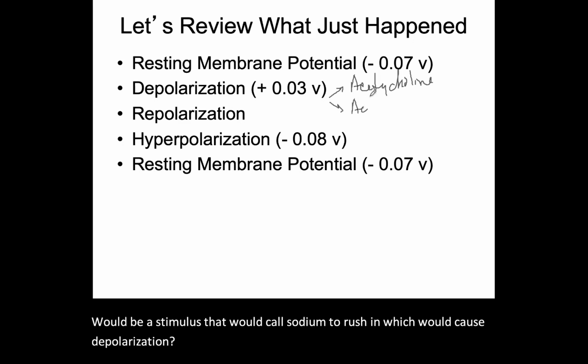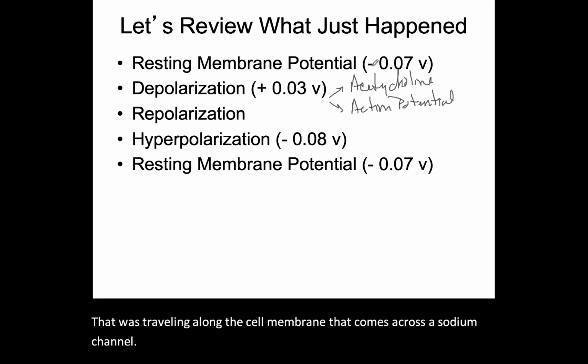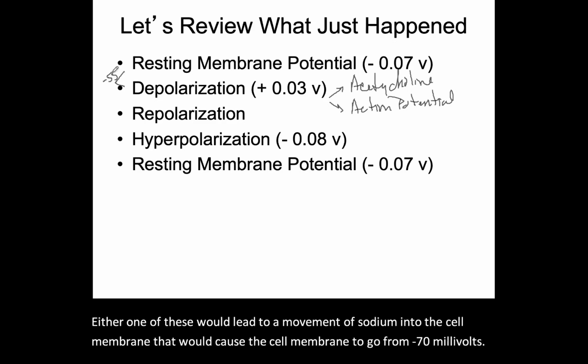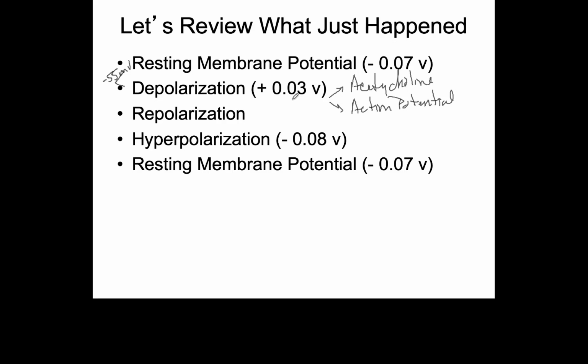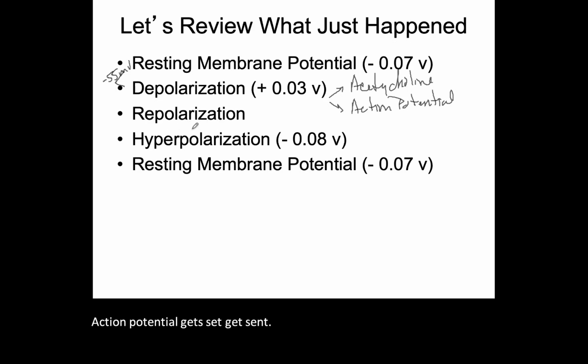Or an action potential that was traveling along the cell membrane that comes across a sodium channel could lead to depolarization. In other words, either one of these would lead to a movement of sodium into the cell that would cause the cell membrane to go from negative 70 millivolts, crossing threshold, and leading to depolarization, coming to a positive 30 millivolts. Sometimes you'll see positive 50. Action potential gets sent, and then we have to repolarize. We have to reset the membrane. Right? But when we do reset the membrane, we don't just shoot for negative 70.